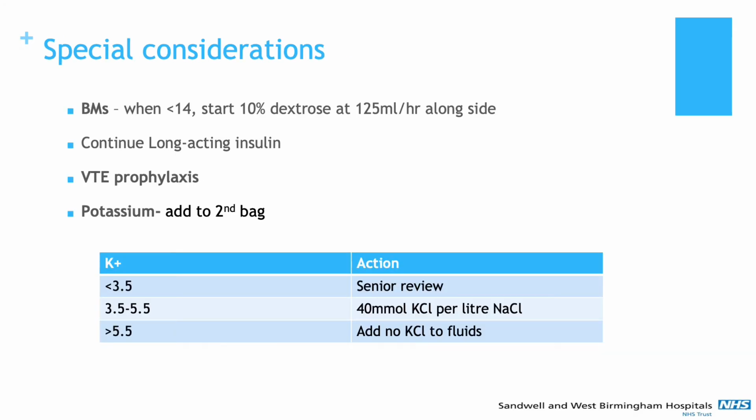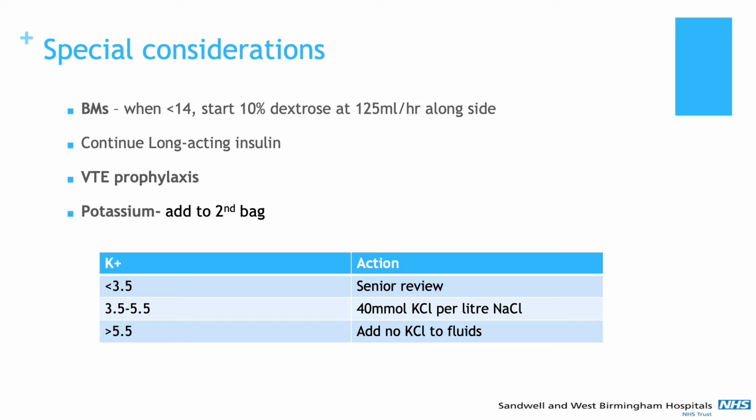So some special considerations: once the BMs drop below 14, it's really important that we start a 10% dextrose solution because we risk the patient going into a hypo. We also continue the long-acting insulin even when they're on the fixed rate infusion.